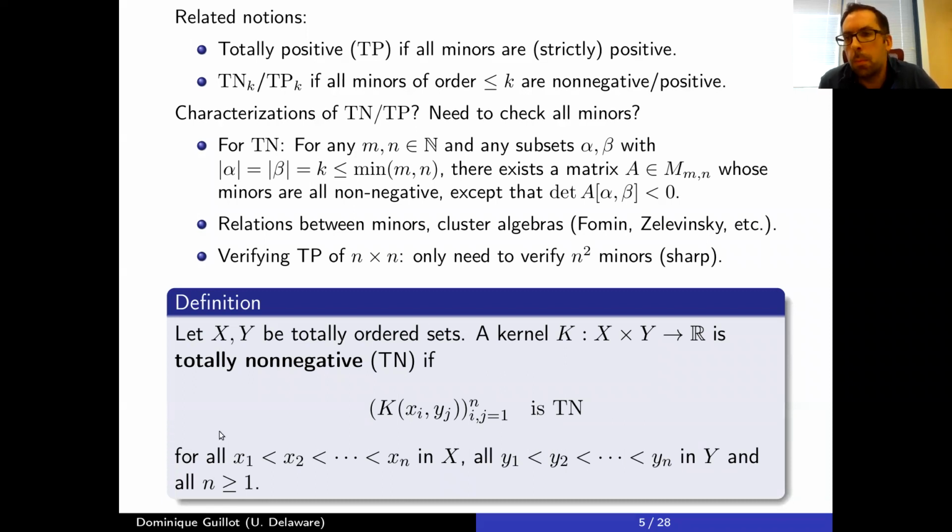And here I want to point out that it's important that these sets X and Y have some notion of order. They need to be totally ordered, because if not, if I swap the order of some of the points, this is going to affect the sign of some of the minors. So it's actually important that you have some way to order them for this notion to make sense.